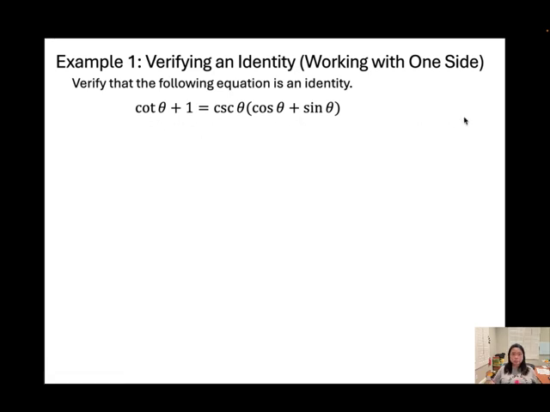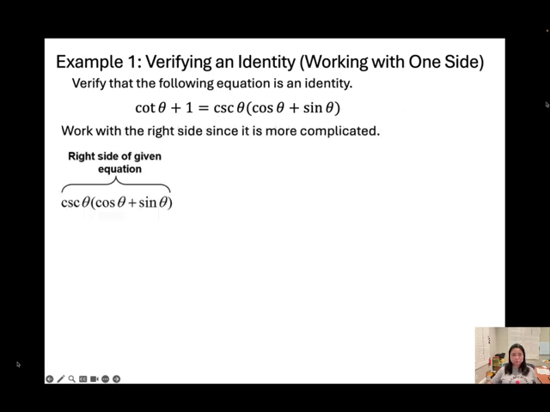Okay, let's try together. Number 1. Verify that the following equation is an identity: cotangent theta plus 1 equals cosecant theta times cosine theta plus sine theta. You always start with one side, either left hand side or right hand side. Most of the time, we will use the more complicated one. Comparing the two, the right hand side is much more complicated. So we're going to start with the right hand side here.